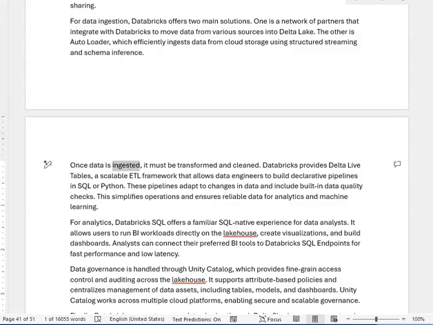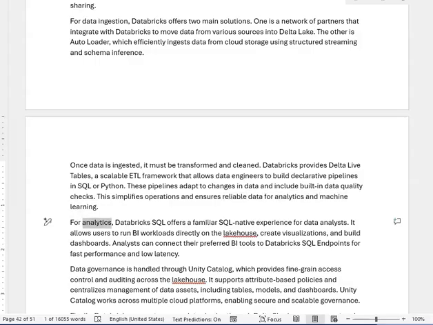Once data is ingested, it must be transformed and cleaned. Databricks provides Delta Live Tables, a scalable ETL framework that allows data engineers to build declarative pipelines in SQL or Python. These pipelines adapt to changes in data and include built-in data quality checks. This simplifies operations and ensures reliable data for analytics and machine learning.